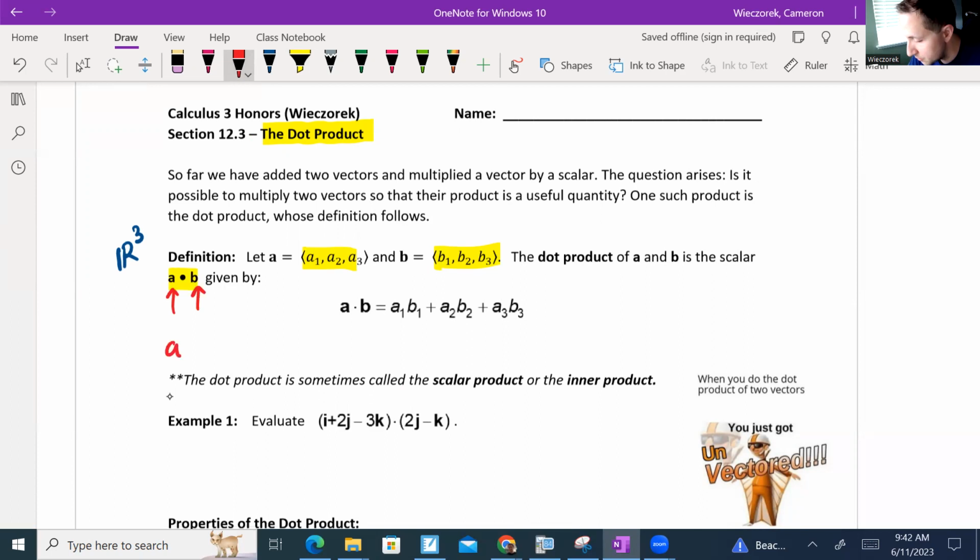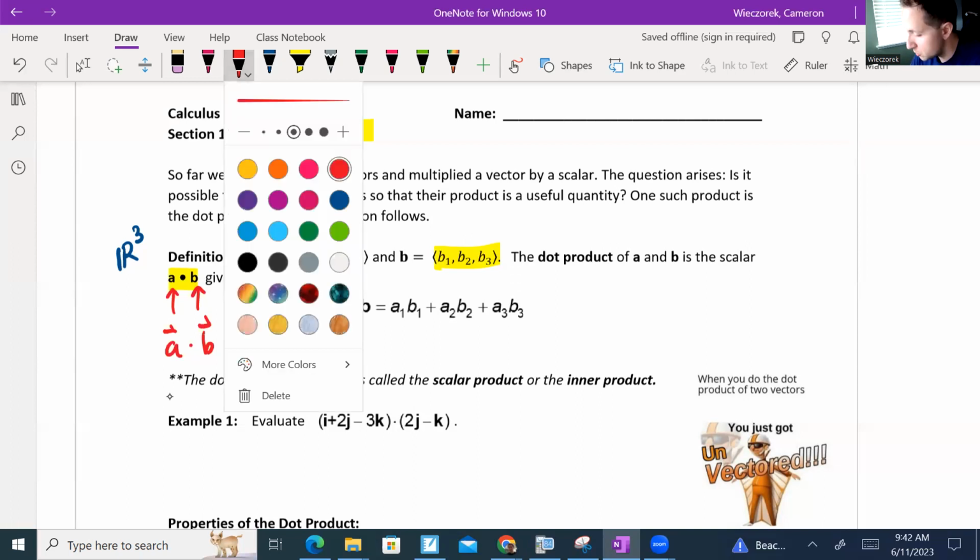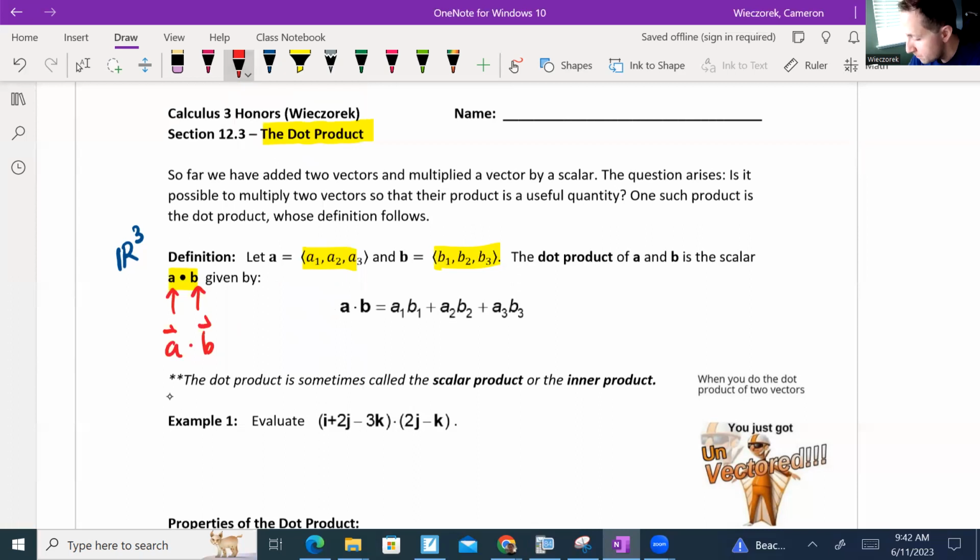So these are both vectors. If I was writing them on paper, I would make sure to put my arrows above them. The dot product takes in two vectors, and what it spits out is the sum of the products of the components. If you notice what's going on here, you can see a pattern. We're taking the product of the first components, A1 and B1. We're taking the product of the second components, A2 and B2. And we're taking the product of the third components, A3 and B3. And then we're summing them together.